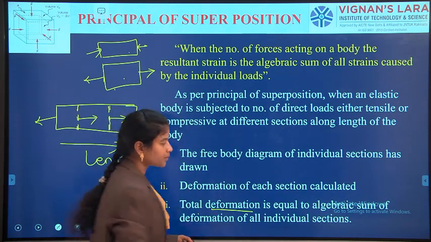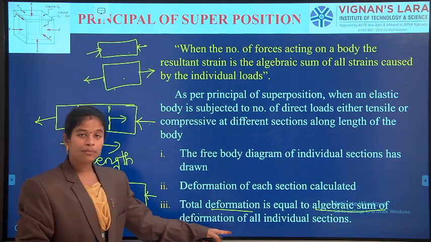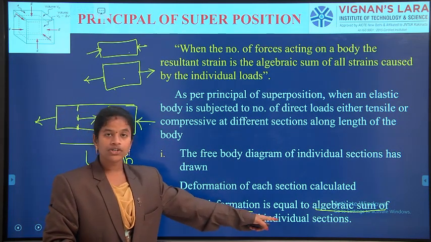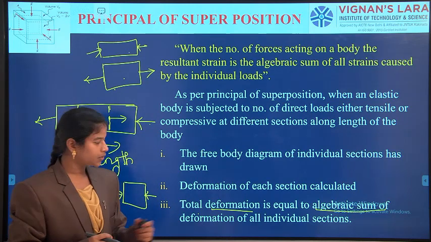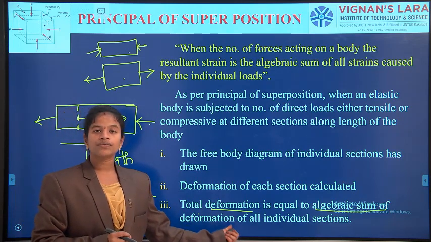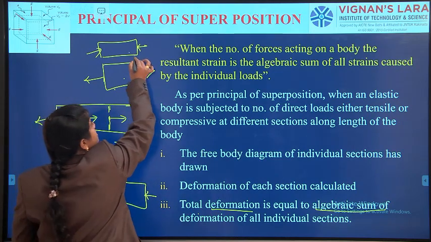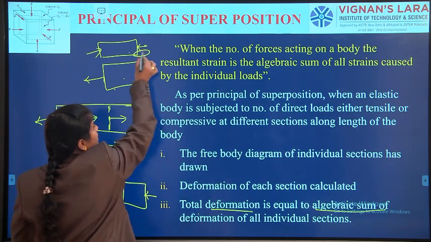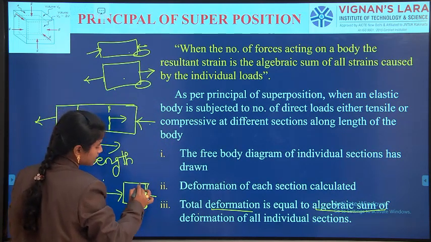is equal to the algebraic sum of deformation of all individual sections. The total deformation is equal to the algebraic sum of deformations of individual sections. So, this is having some increase in the length, some decrease in the length. This is having some increase in the length. This is having some decrease in the length.